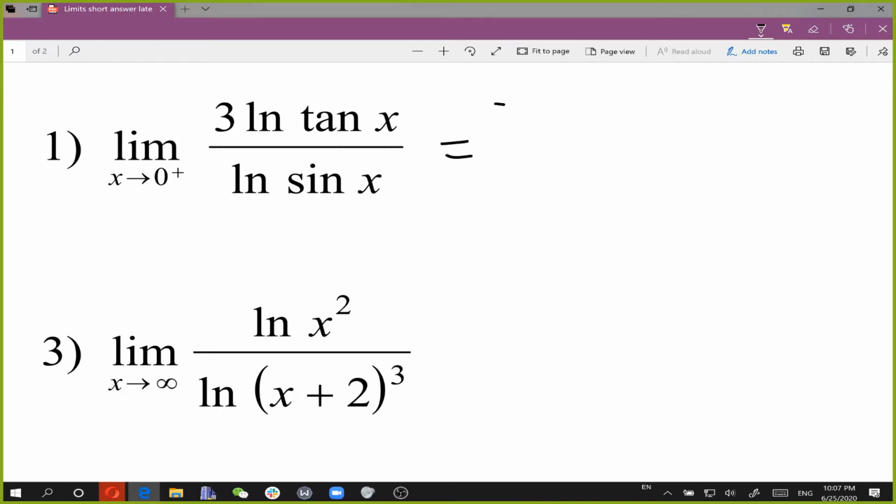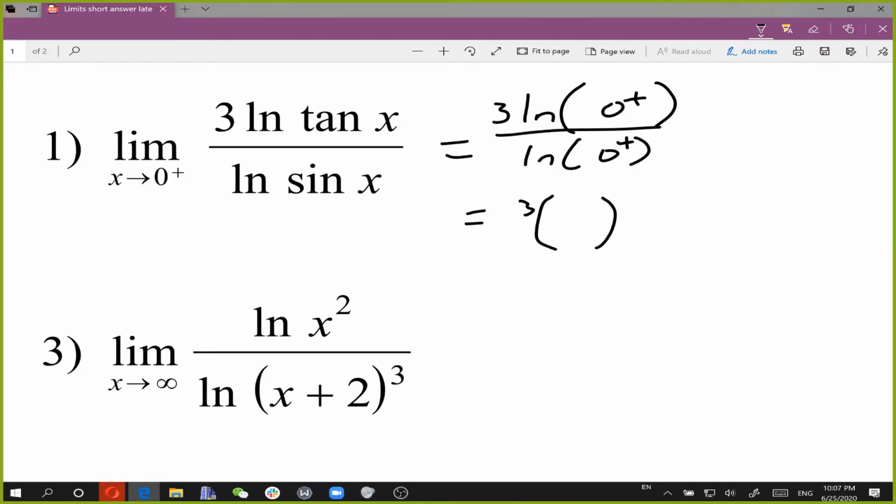So plugging in 0, I would have 3 ln of the tangent at 0, which is 0, over the natural log of the sine at 0, which is also 0. The natural log at 0 plus a little bit would approach negative infinity. So this is 3 times negative infinity over negative infinity, which is undefined, but does allow us to use L'Hospital's rule. Any questions so far, just on plugging stuff in?